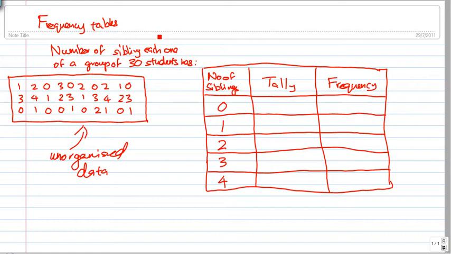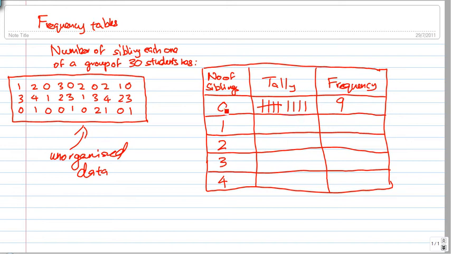So for example, if we take 0, let's find the number of students that have got 0 siblings. They don't even have one sibling. 1, 2, 3, 4, 5, 6, 7, 8, and 9. So on the right hand side here, the number of students who do not have any siblings is 9, and the frequency is 9. Alright, so this is a frequency table.